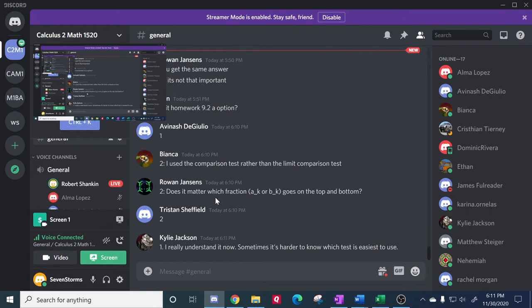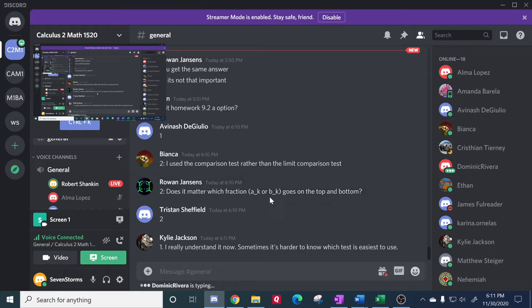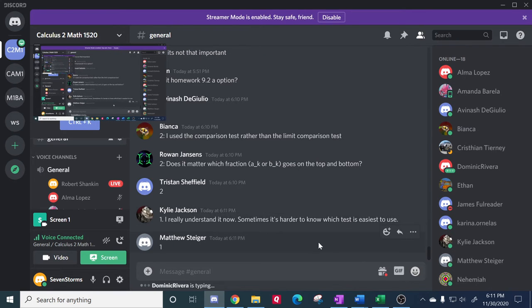The question: does it matter which fraction a sub k or b sub k goes on top or bottom? The answer is no. The reason it doesn't matter is because we're not trying to get that limit L to be less than 1. We just have to have it be anything that's not 0 or infinity. And then those two series will converge or diverge together. So that's why it doesn't matter which order they go on top and bottom.